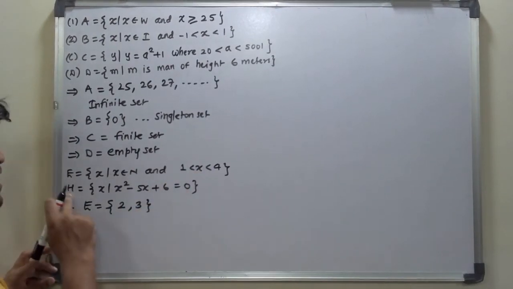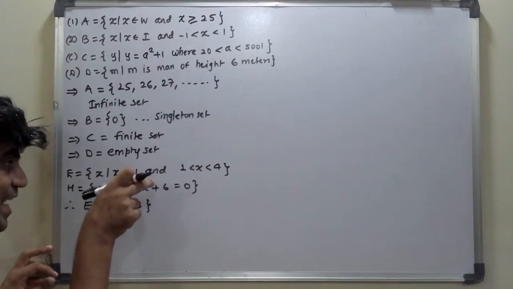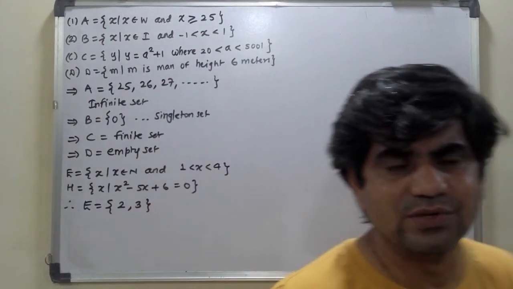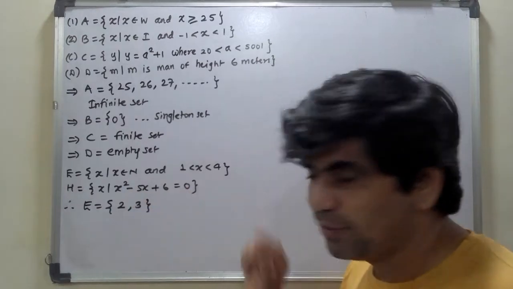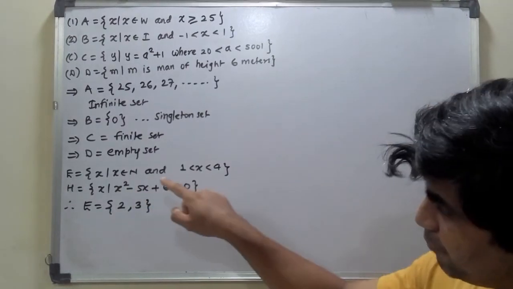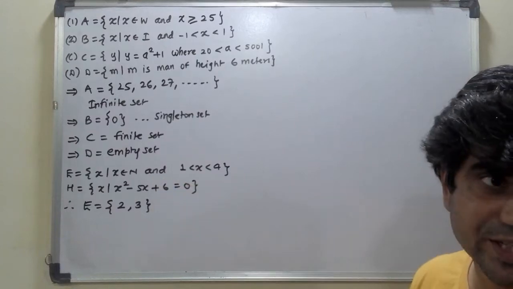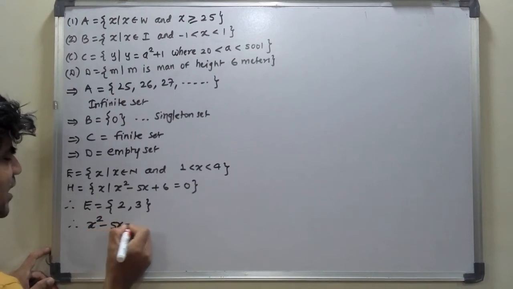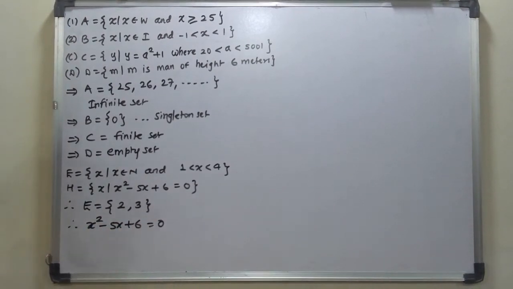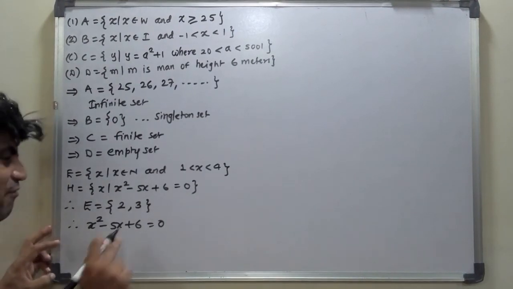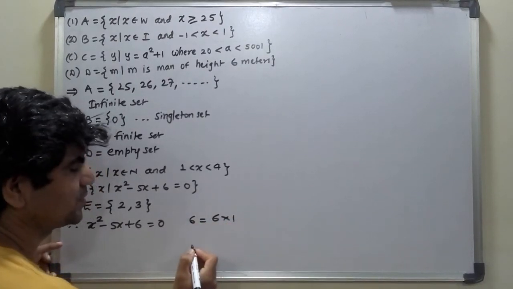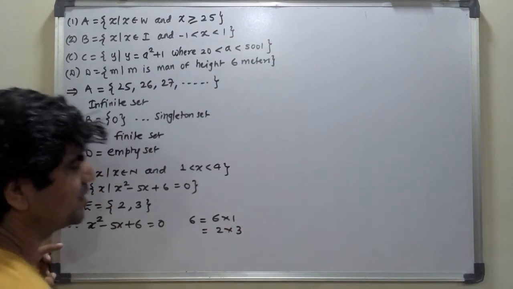Now here H is the set of all x such that x square minus 5x plus 6 is 0. That means x is taking all those values which will satisfy this equation. Then we need to find the value of x which will satisfy this equation. So I am taking x square minus 5x plus 6 is equal to 0. You have studied in lower standard how to factorize. Now factors of 6 I am writing. 6 ones are 6 and 2 threes are 6, right? These are two factors.